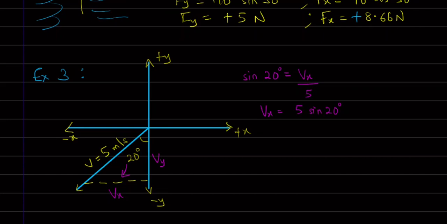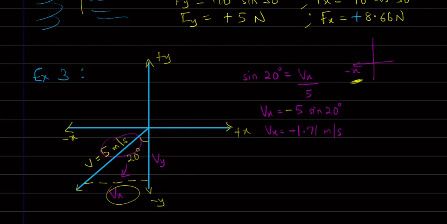Now we need to know the sign for the Vx. If you look at it, the Vx is located along the negative x-axis. Like I've said the other time, whatever we have along this side is the negative x-axis. Since Vx is located here, it means it's on the negative x-axis, so it's going to be minus. We have Vx equals minus 1.71, having the same unit as the original vector. The original vector is 5 meters per second.